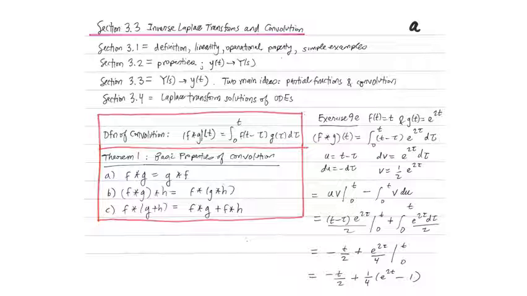I thought it would be useful here to give a quick overview of the chapter. In the first section, we looked at the definition of the Laplace transform, the linearity property, the operational property, and some simple examples. In the previous section, we looked at some more complicated properties, things like the first and second shift property and a couple of other things.